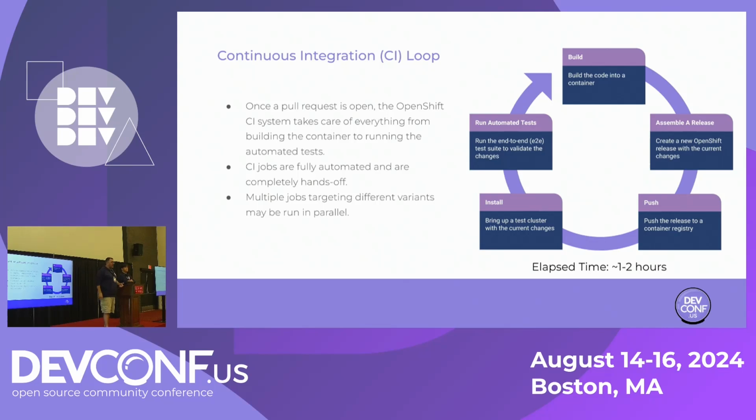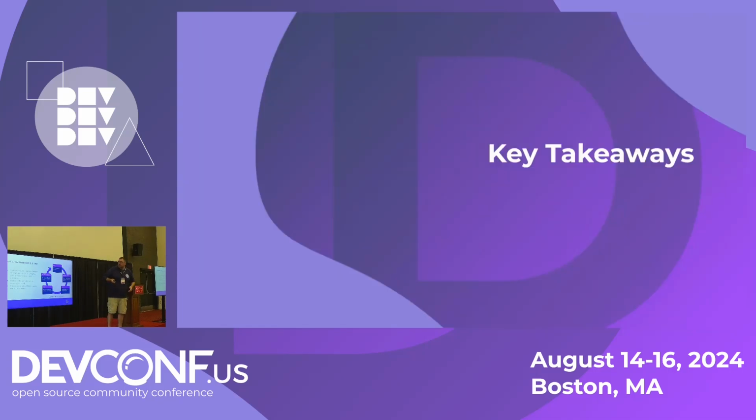And then the CI loop, unfortunately we can't really do much with this just because of the nature of bringing up a cluster and running some of those really long-running tests. But we can run multiple CI jobs that target different environments like AWS, GCP, Azure. We can run them all in parallel, so that if each one takes an hour and a half, and you run them all in parallel, it takes what? An hour and a half, give or take.